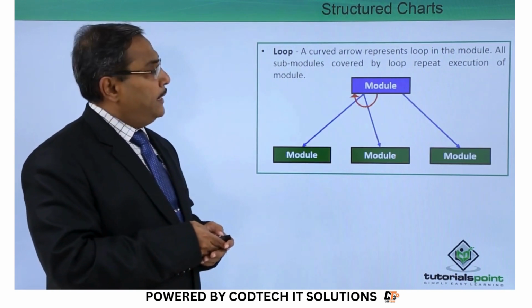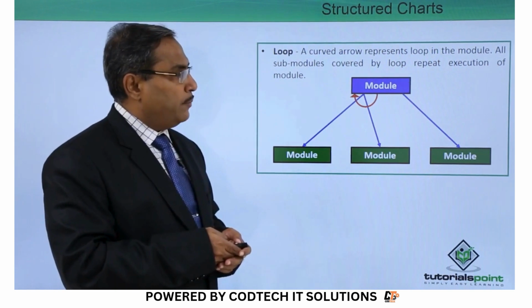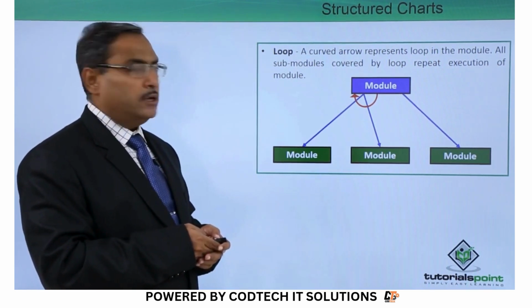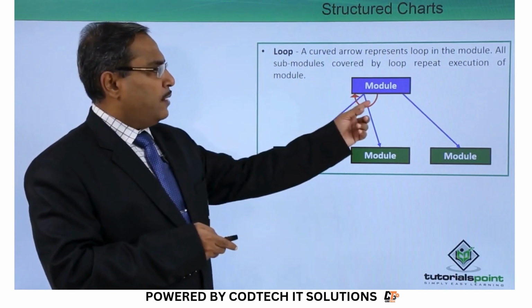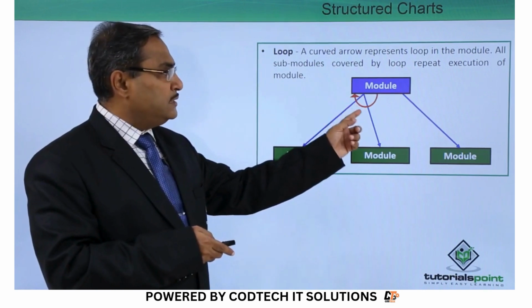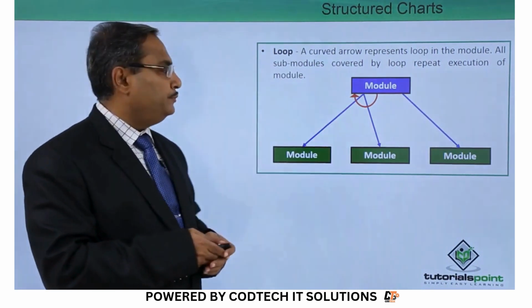Next is the loop. A curved arrow represents a loop in the module. All submodules covered by the loop repeat execution of the module. So, this is our loop, where one curve is there, and it denotes a loop in the module.